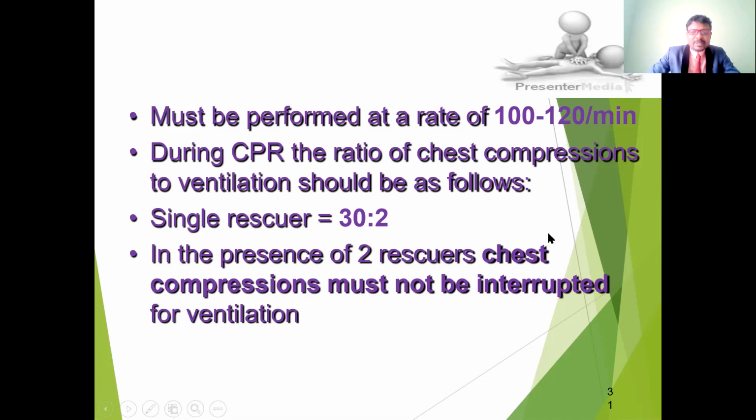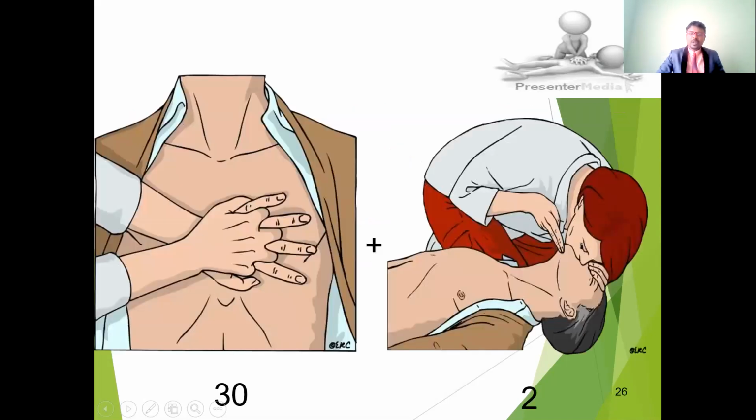If 2 rescuers are present, chest compressions must not be interrupted for the ventilations. That means one person gives the compressions and the other gives the breaths, with no pause in between. If there is a single rescuer, he gives 30 compressions over the sternum, then gives 2 breaths.